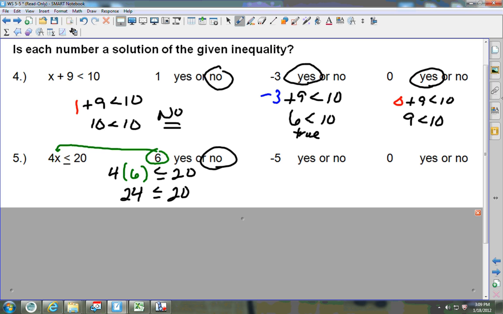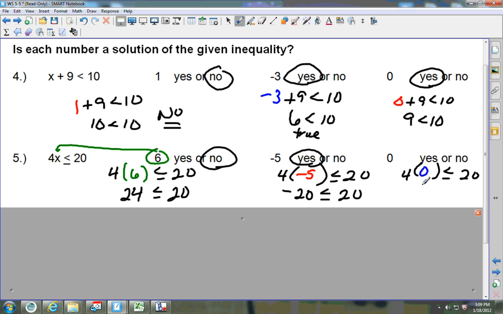This one here, I'm going to have 4 times x. X is negative 5. Is it less than or equal to 20? 4 times negative 5 is negative 20, less than or equal to 20. Is this true? Yes, it is. The next one, put 0 in for x. So I have 4 times x, x is 0, less than or equal to 20. Well, 4 times 0 is 0. Is 0 less than or equal to 20? Yes, it is. It is less than.